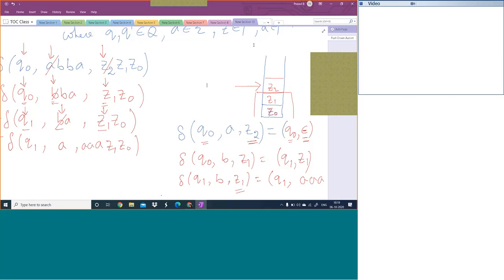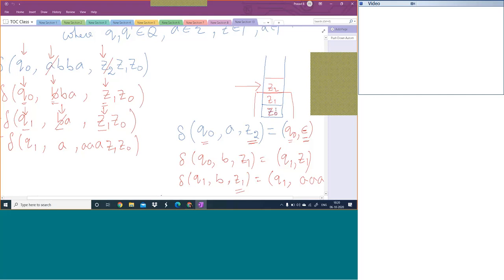or one or more symbols can be added on top of the stack, by deleting or keeping the topmost symbol in the stack.